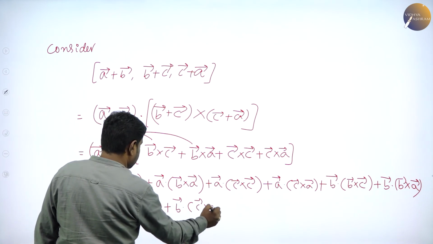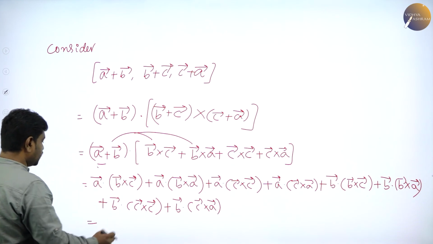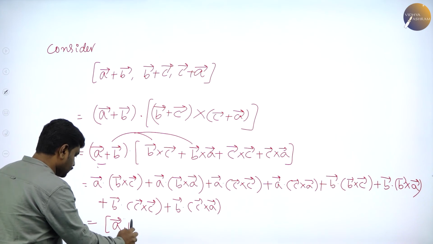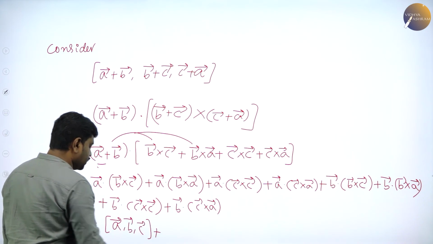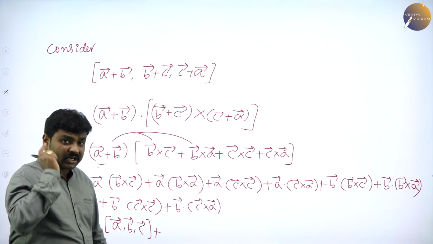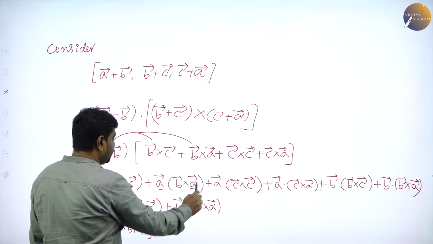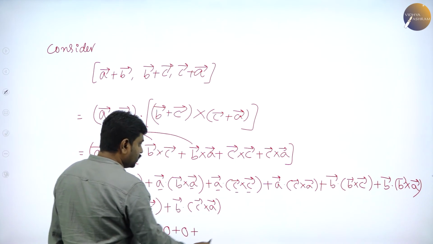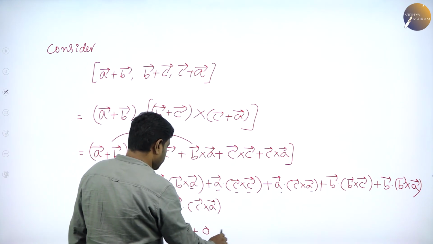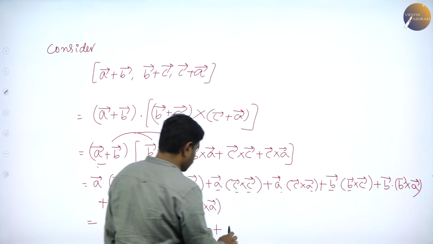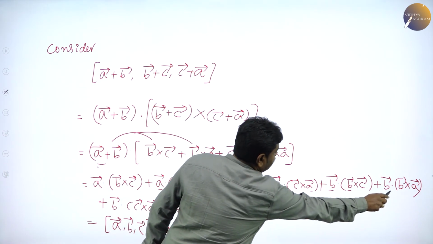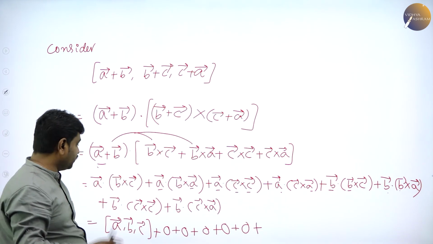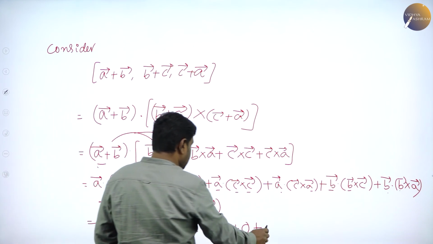So now we'll compress the result. All of you know A dot B cross C can be written as box ABC, and in scalar triple product, if any one vector repeats, answer is 0. Here A repeated, so 0. Here C repeated, 0. Here A repeated, 0. Here again B repeated, 0, and B repeated here. In a scalar triple product, in a combination of 3, if any one vector repeats, answer is 0. So here B is repeated, 0.